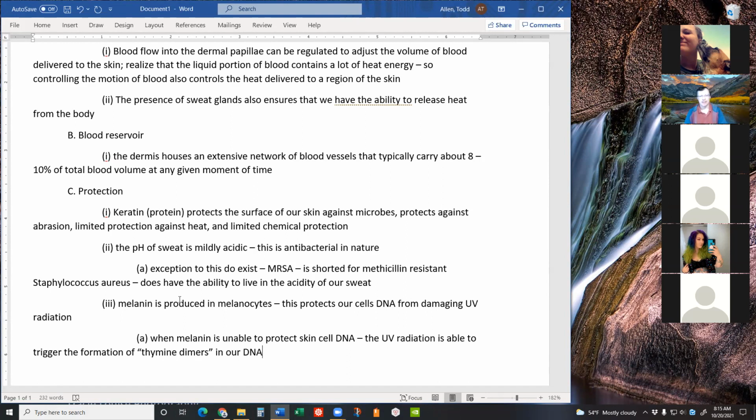Thymine dimers in our DNA screw up the proper process of DNA replication when skin cells try to reproduce and make new skin cells. So we end up with cells that have abnormal DNA, which is basically the trigger that then promotes the formation of cancer. If you're curious about these topics, these are topics that we would typically talk about in much greater detail in a course like an undergraduate genetics course.